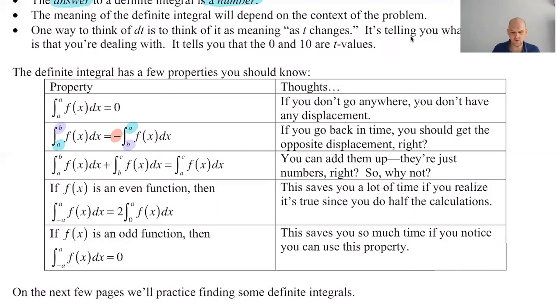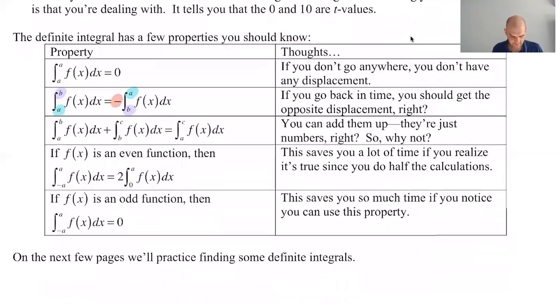If you watch the characters move around and then you rewind from 5 back to 0, they're going to be where they started. They literally undid everything they did to get there. So you just get the negative of the integral from b to a. So if you flip the bounds, you change the sign.